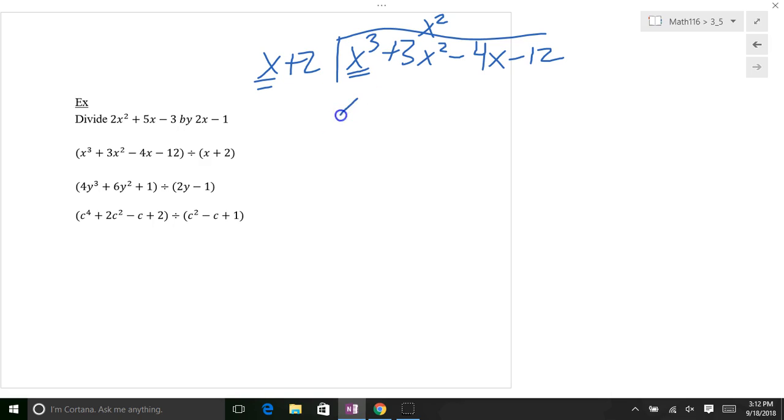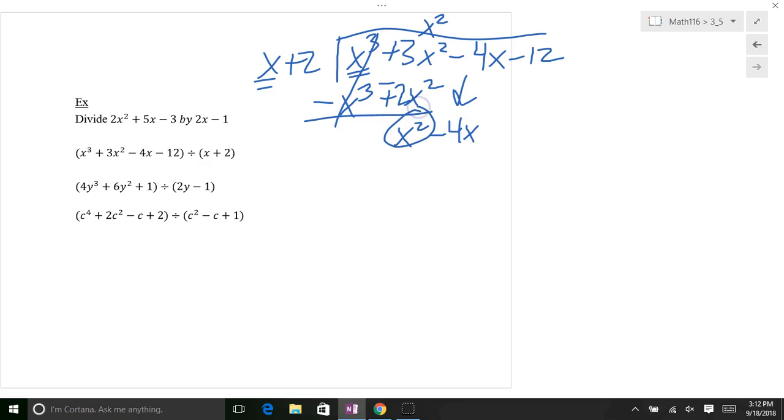X squared times x is x cubed. X squared times 2, 2x squared. Don't forget you got to subtract that, so you change both of those signs. 3x squared minus 2x squared is a 1x squared. Bring down the minus 4x.